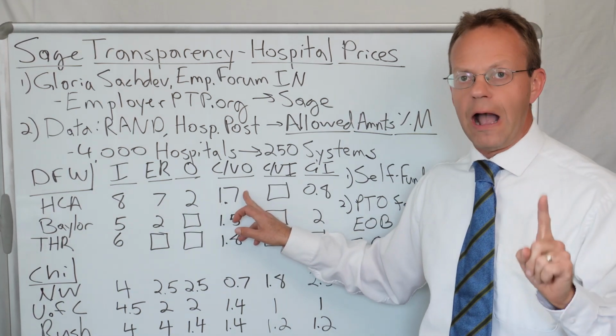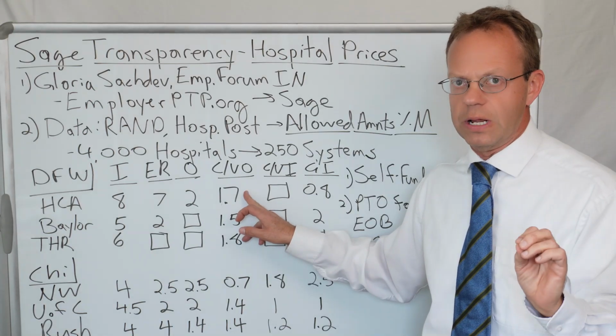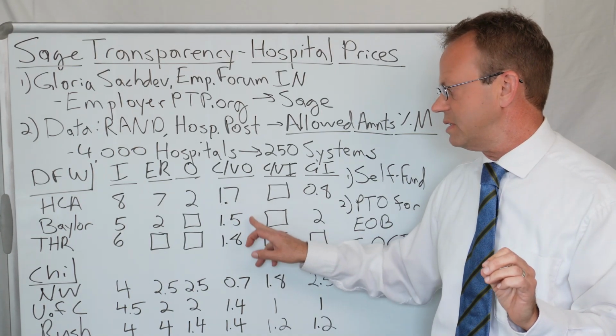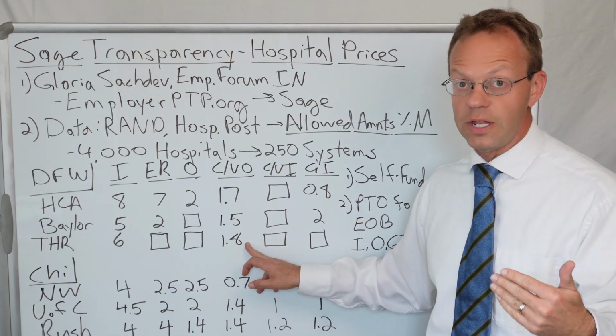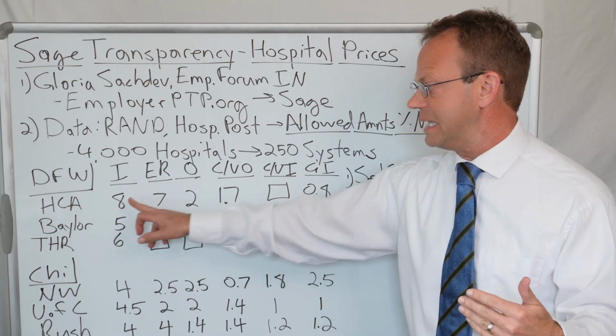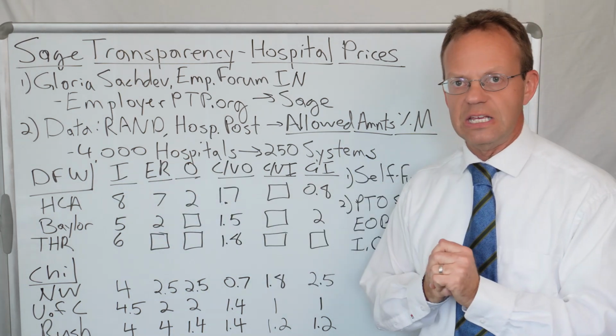Now for cardiovascular outpatient, that's largely going to be for cardiac stress tests, maybe echocardiograms as well. You can see it's 1.7 times Medicare, 1.5 times Medicare, 1.8 times Medicare. Okay, still a lot more than Medicare, but not nearly this 8 to 5 to 7 times multiple as the imaging and the ER services.